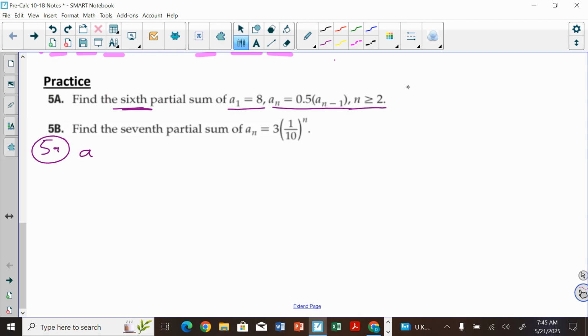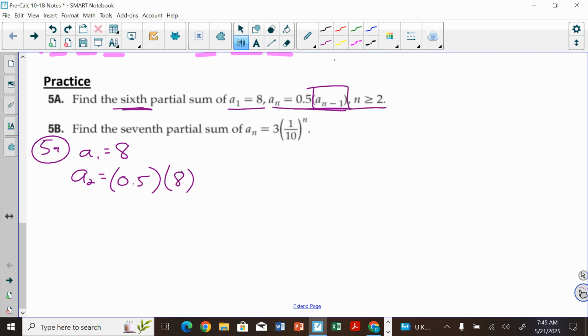Well, we know the first one, a1, is 8. So that's good. So now for a2, remember we're using this whole thing. So it's going to be 0.5 times, well, what does this say here? This a sub n minus 1. Remember, that's from yesterday. That's like a recursive formula. So it's basically using the previous term. So that's what we're going to do each time here.